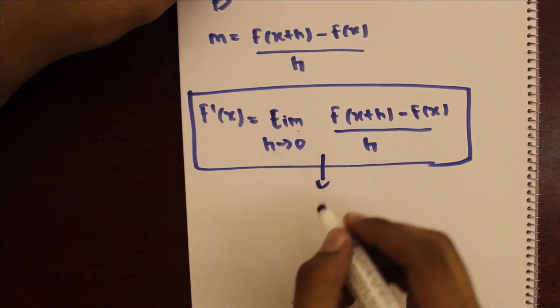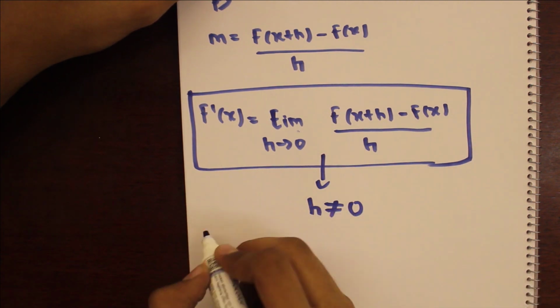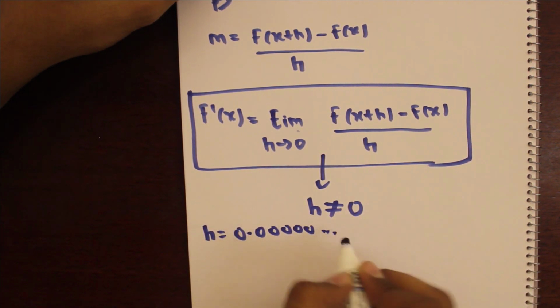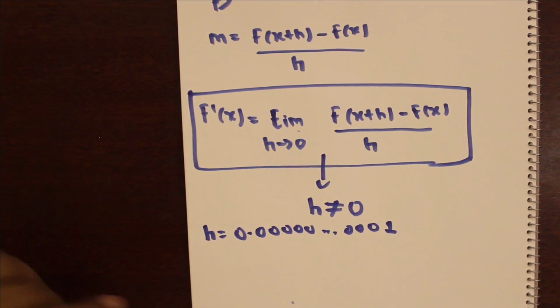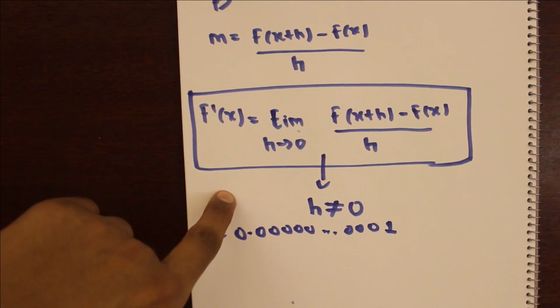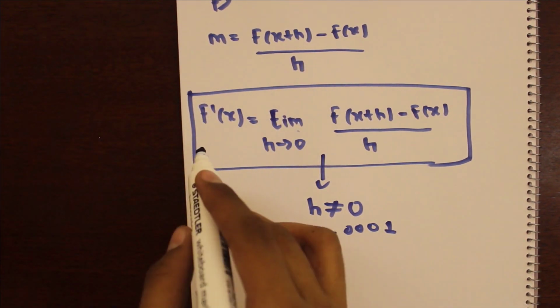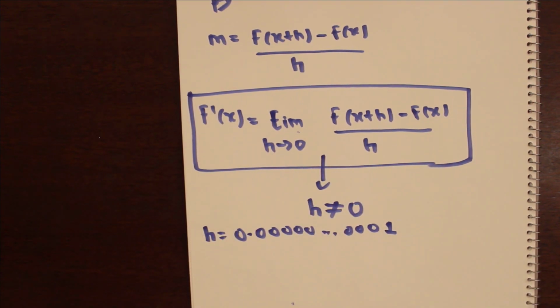And this will only hold true if h is not equal to 0. So the value of h theoretically should be somewhere like 0.00001, something so small such that both points x1 and x lie on the same curve of y equals f of x. One more thing, this is the formula for finding the derivative of a specific function using first principles.